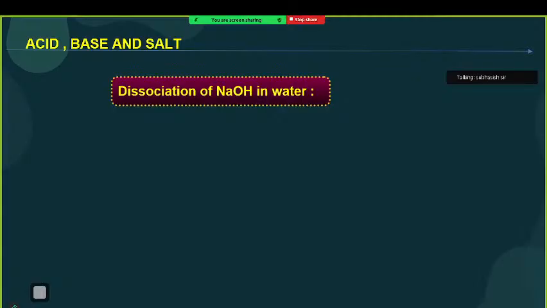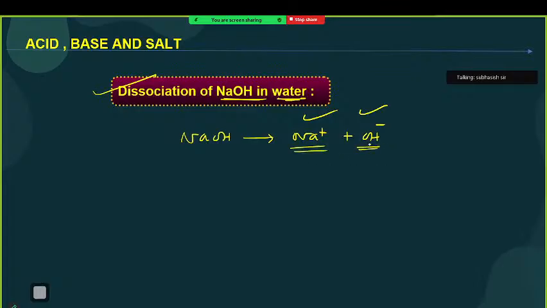Now, when sodium hydroxide is added into water, what happens is that sodium hydroxide, a highly ionic compound, easily dissociates with the formation of sodium plus and OH minus. This is the dissociation of sodium hydroxide in water, where sodium plus and OH minus are produced.